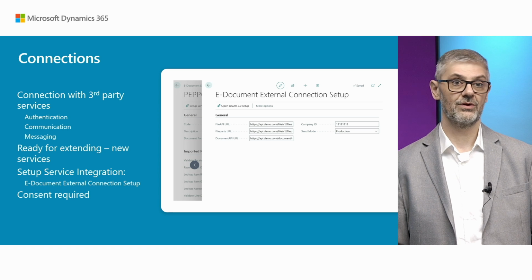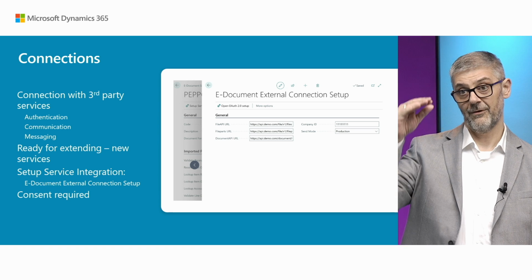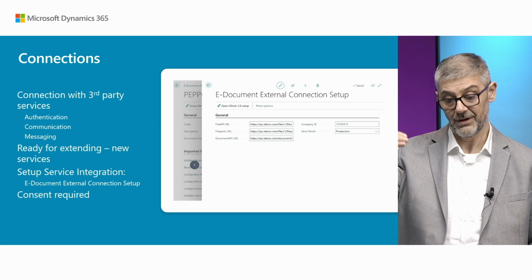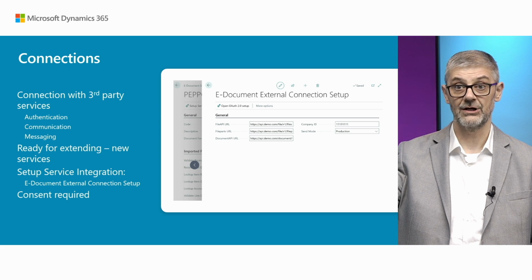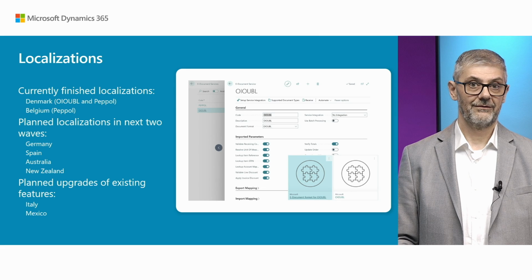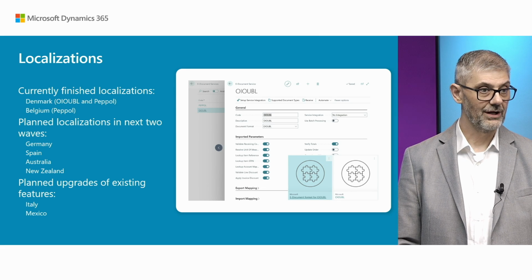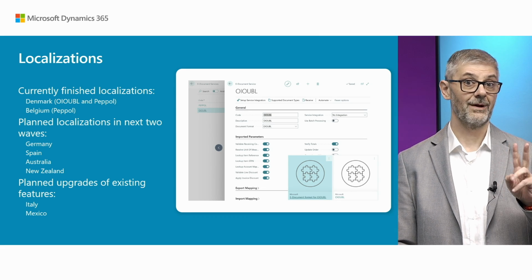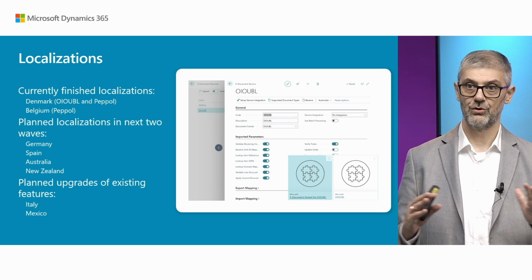And of course, as we are using third-party access points, from the moment when you switch from non-integration to this one, the current integration, or eventually tomorrow more integrations, you will get a consent. This is required because you are moving outside of Business Central. What else? We deliver some localizations, and this is not where we stop. At this moment, we deliver localization for Denmark, both formats OIOUBL and Peppol, so you can choose both of them.